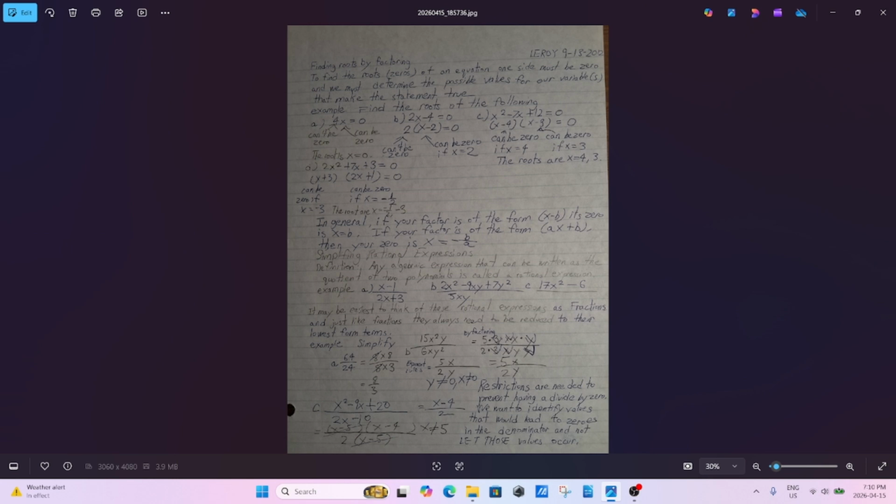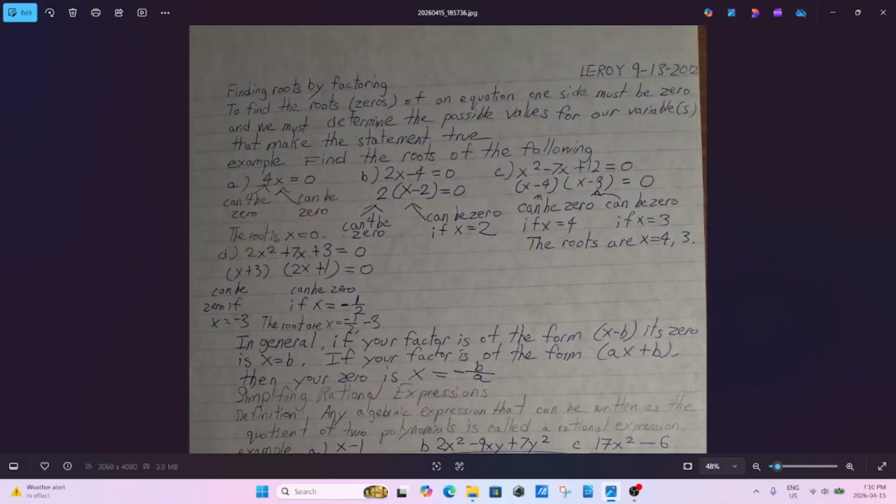Finding roots by factoring. To find the roots, which is also called the zeros of an equation, one side must be 0 and we must determine the possible values for our variables that make the statement true. For example, find the roots of the following.